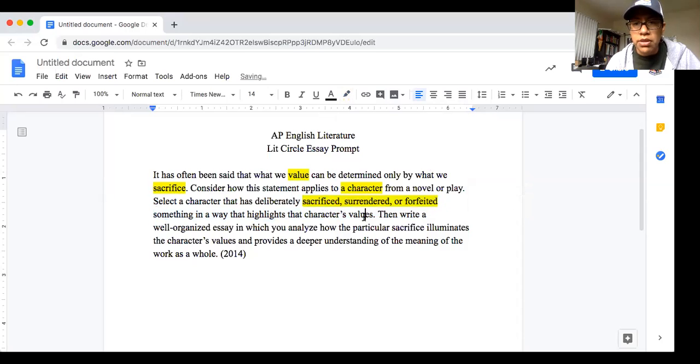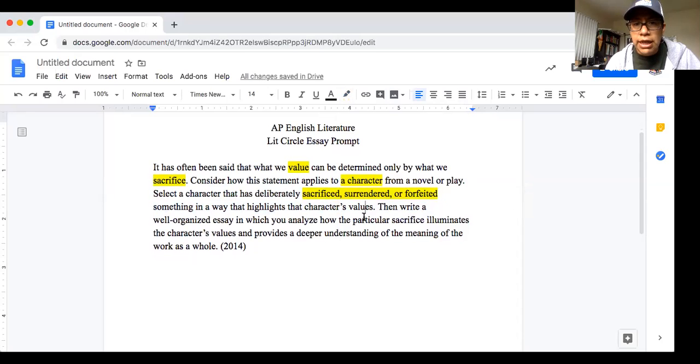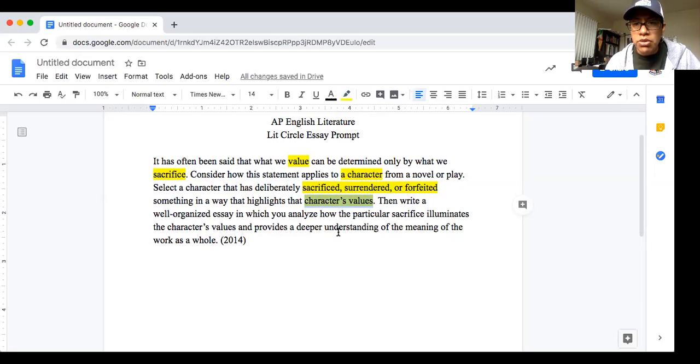I'm just looking for things that the character has sacrificed, but it has to connect to the character's values. So I can't just talk about the sacrifice without talking about how that shows or highlights the kind of person that character is. So now I'm going to write this essay to illuminate that character's values and provide a deeper understanding of the meaning as a whole. So now this is the part that is the kind of larger connection that I'm trying to do.